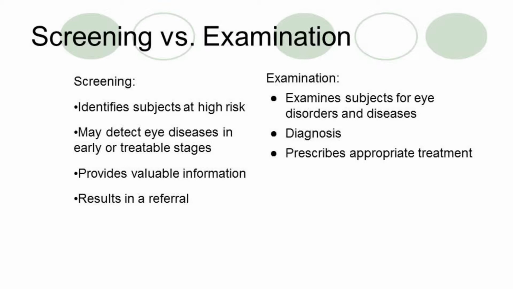Key differences between a screening and an eye examination are that a screening identifies people at high risk. A screening may detect eye diseases in early or treatable stages. Eye screenings provide valuable information and result in a referral. An eye examination, however, is where a patient gets examined for eye diseases or disorders. It can result in a diagnosis or prescription of appropriate treatment.